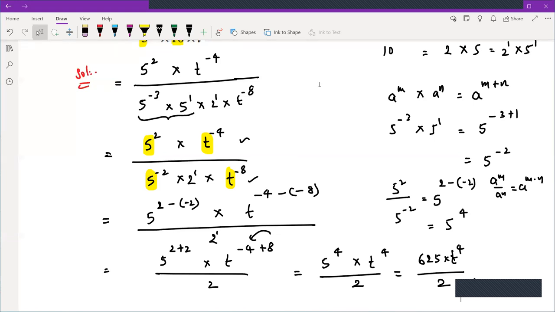So should we write it in decimals, or is it fine? No, you need not write in decimals. If you wish to write, you can, but it's not mandatory.